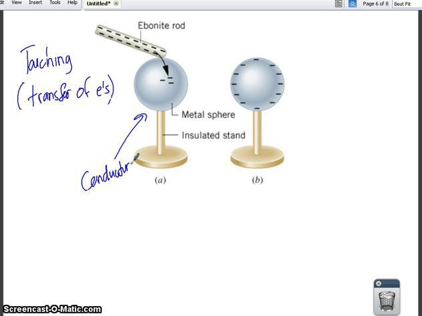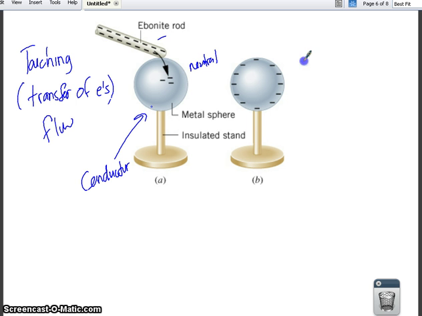Now, if this rod is negative and this sphere was neutral before, electrons are going to flow from the rod into the sphere. There will be a transfer, or a flow, from one to the other, making this negative.